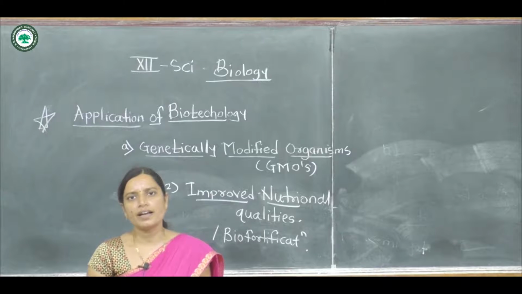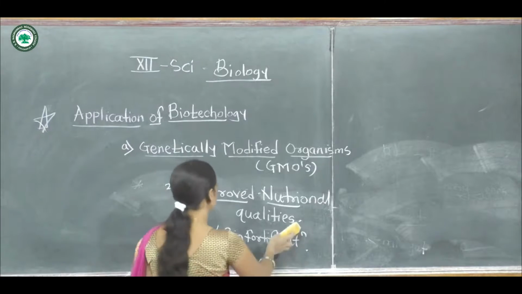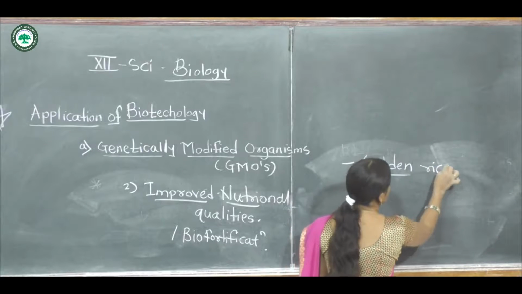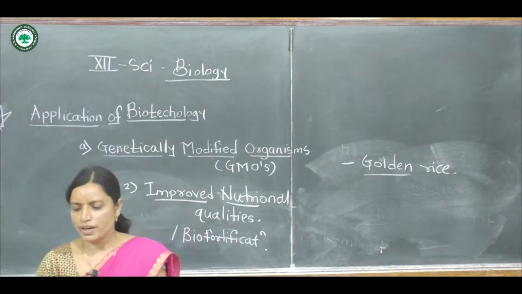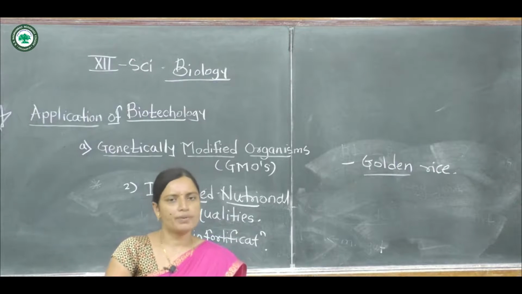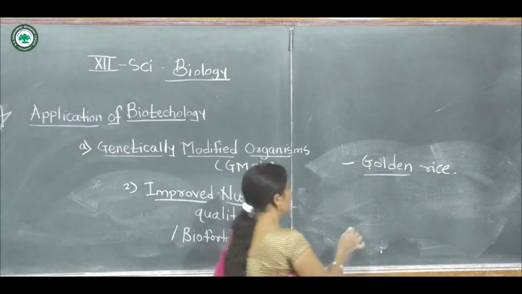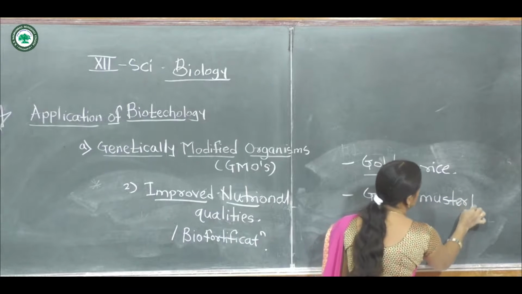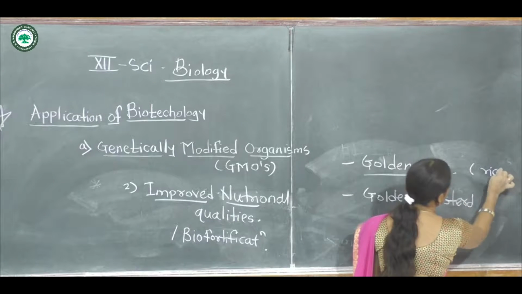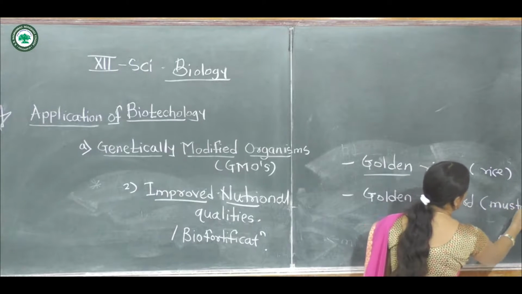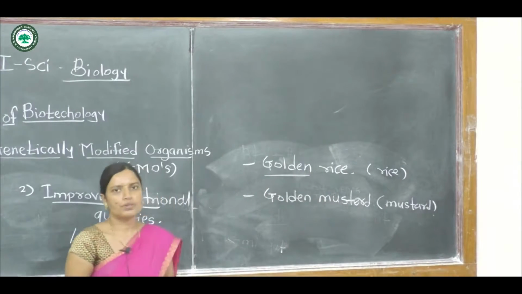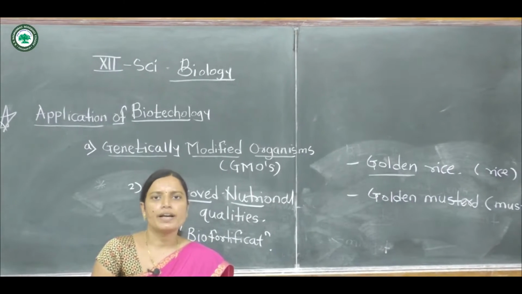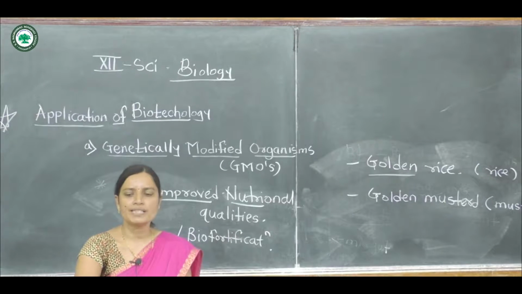These transgenic varieties, like golden rice, are one of the transgenic plants. Another transgenic plant is the golden mustard. These two plants, rice and mustard, have been produced with increased nutritional value, and these golden rice and golden mustard varieties are improved.